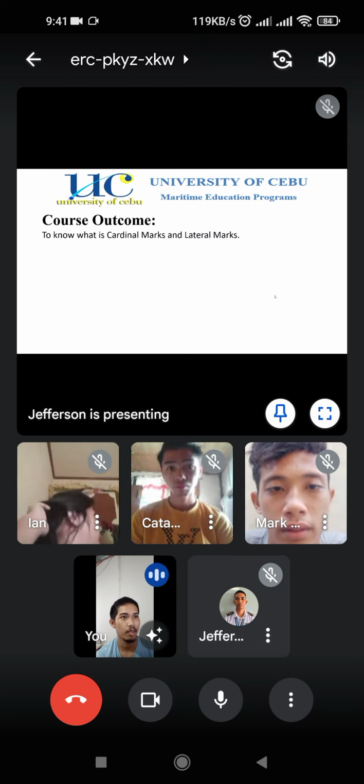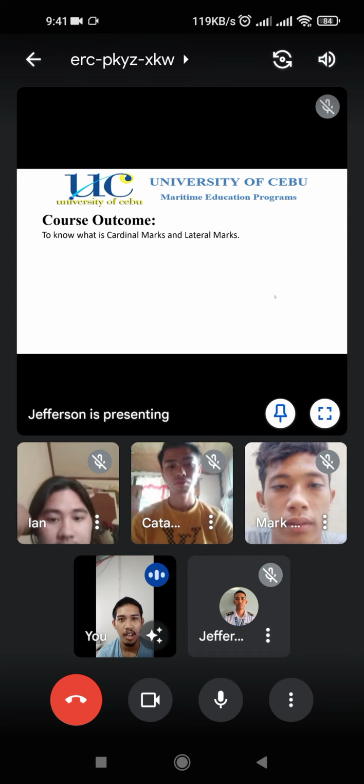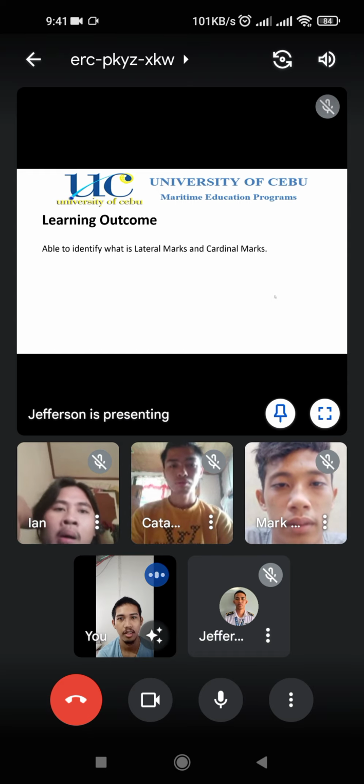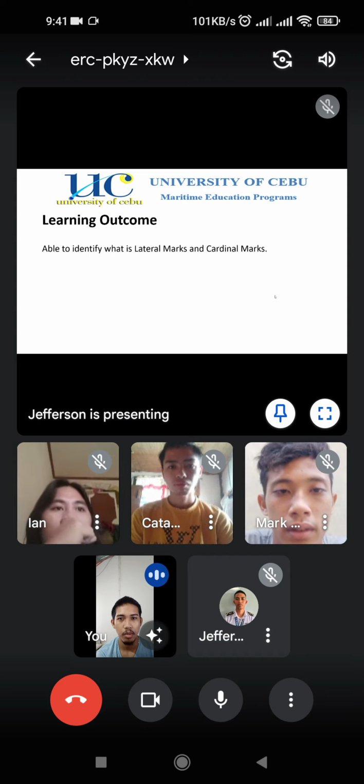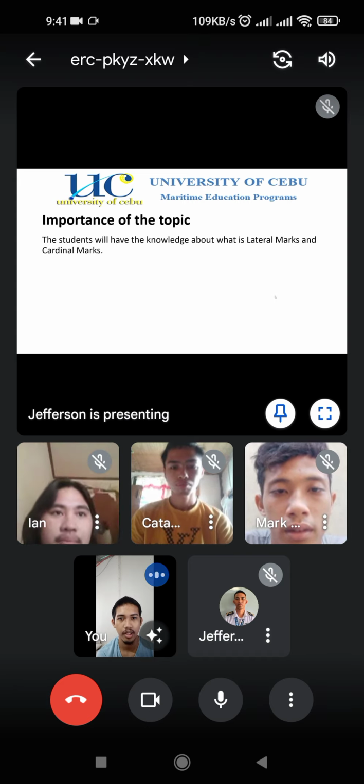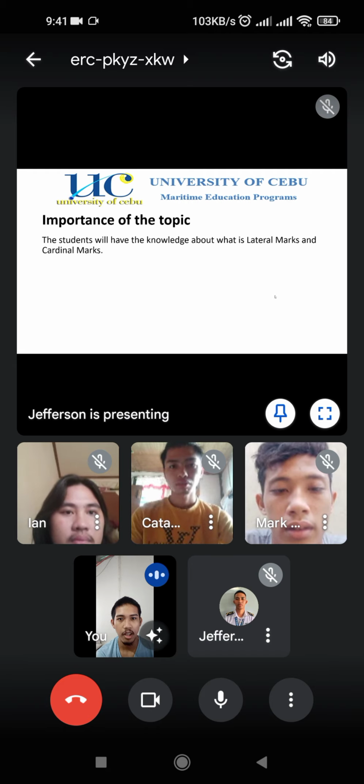Course outcome: to know what cardinal marks and lateral marks are. Learning outcome: able to identify what lateral marks and cardinal marks are. Importance of the topic: the students will have the knowledge about what lateral marks and cardinal marks are.